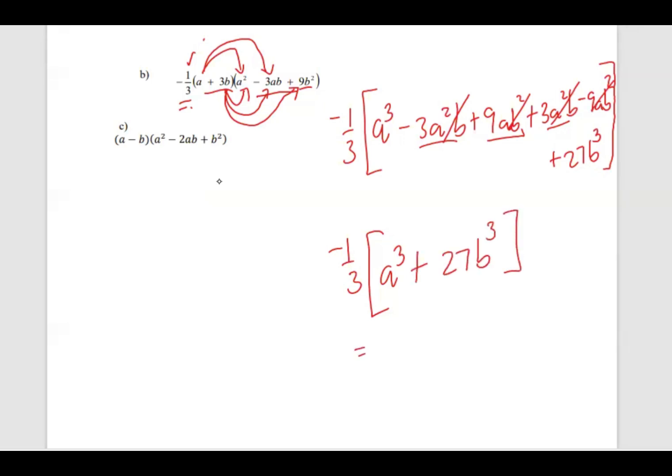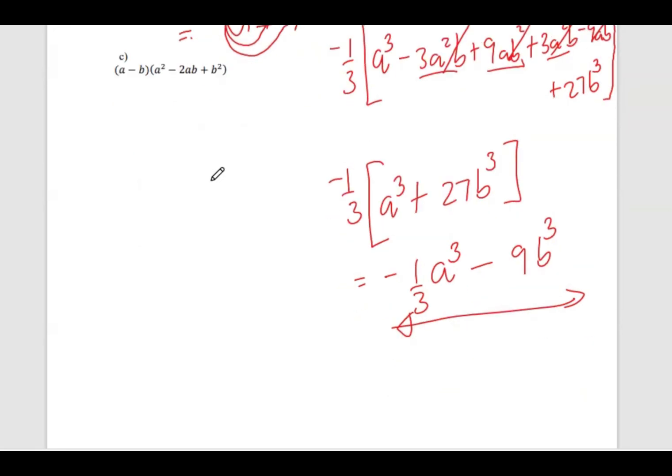Then open this with the negative 1/3. So negative 1/3 a cubed, that's going to be a negative 9b cubed. This becomes our final answer. So if you've already covered the difference and the sum of cubes, you could easily identify that this is a sum of 2 cubes. And then all you do is just multiply the first terms and you get your answer, and then expand with the 1/3. All right, so that is the case.